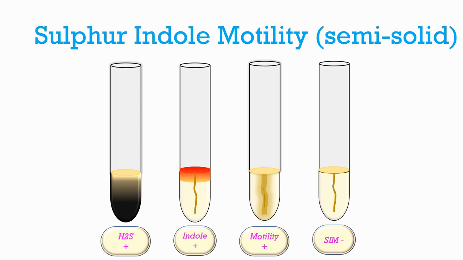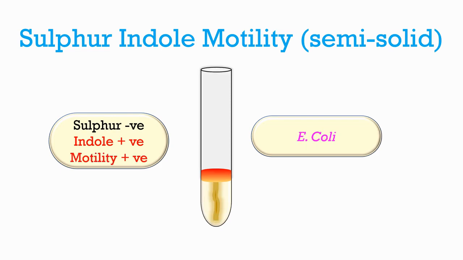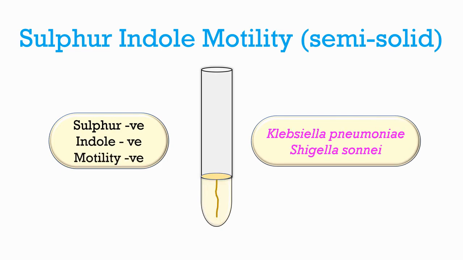Let us see some examples. Shigella species are indole positive, but they are non-motile and do not produce H2S. E. coli are motile as well as indole producing, but they do not produce H2S. Klebsiella pneumoniae and Shigella sonnei are sulfur, indole and motility negative.